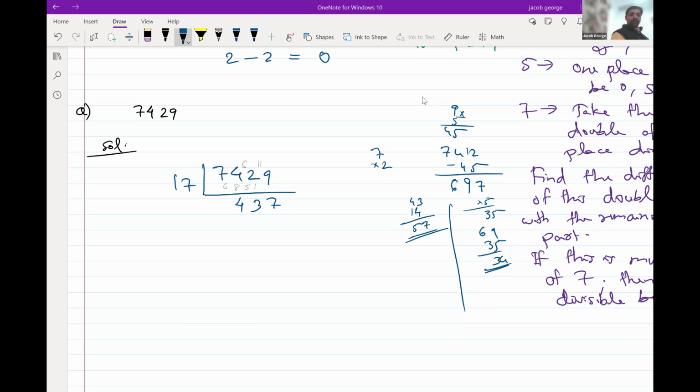Take the double of the odd place. Okay, what is that one? 7 into 2 is how much? 14. And add it to the remaining part. That is 57 I got. Okay. If that is a multiple of 19, it is divisible by 19. But multiple of 23 checking is a little more easy here. Okay, 19 we do easily.